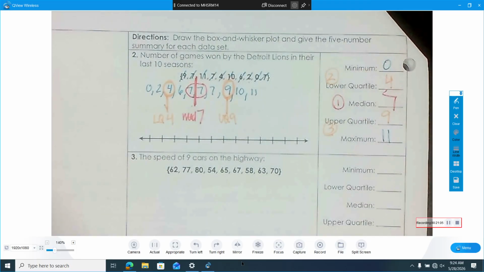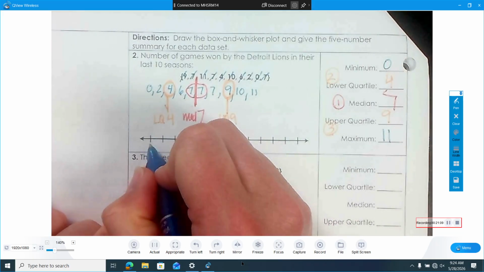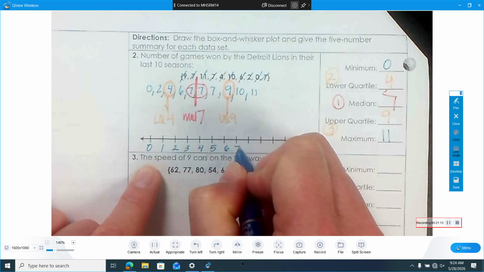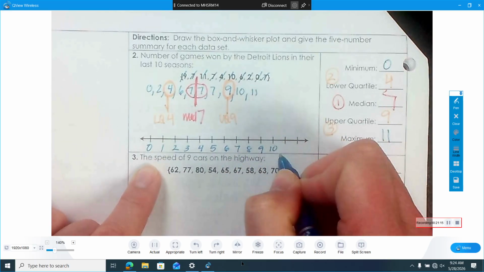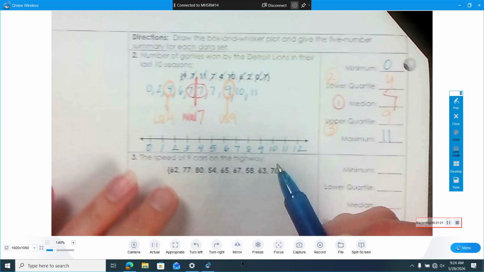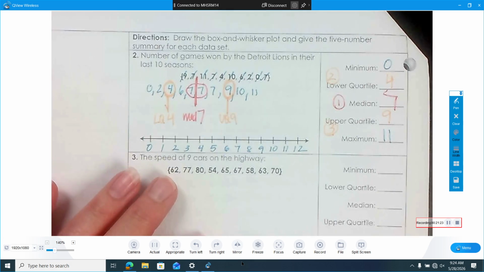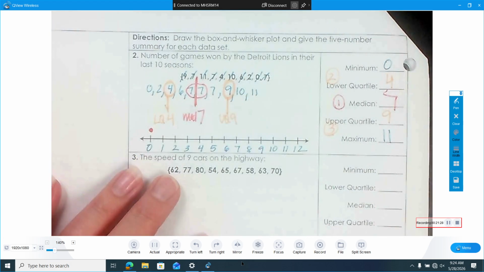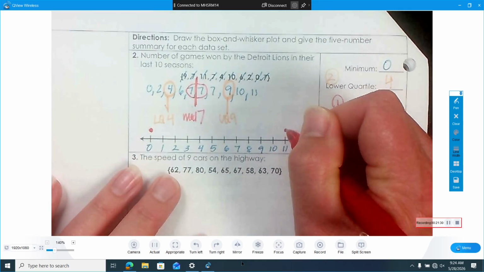All right. It looks like I can just count by ones here. So 0, 1, 2, 3, 4, 5, 6, 7, 8, 9, 10, 11, 12. All right. And let's see, I'm going to start with my maximum and minimum values. So I know I'm going all the way down to 0. And my highest value is 11.